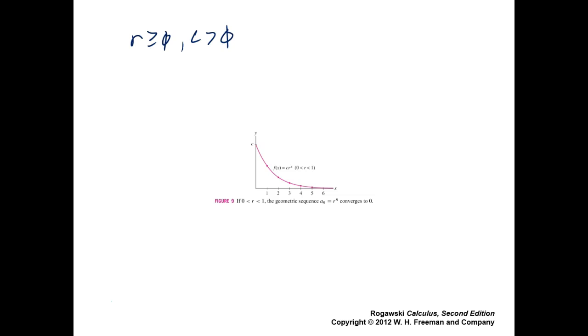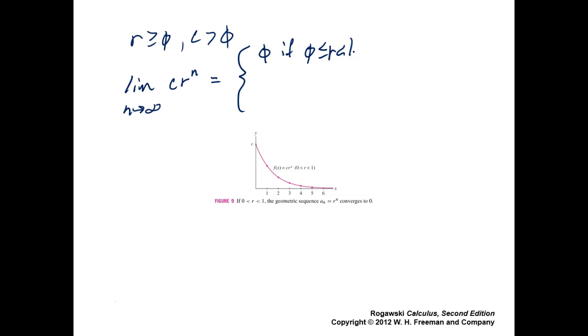Okay. So here's our setup. We wanted to see that the limit as n approaches infinity of C R to the n. Okay? R is greater than or equal to 0. C is greater than 0. Okay? Here's what they claim it is, and we need to prove this. They say that's equal to 0 if 0 is less than or equal to r is less than 1.